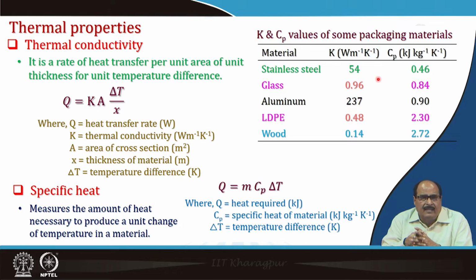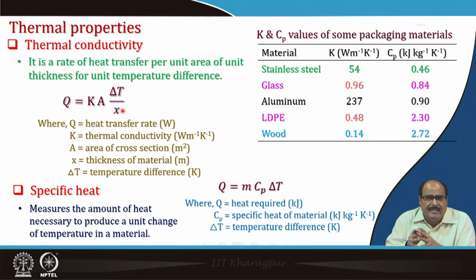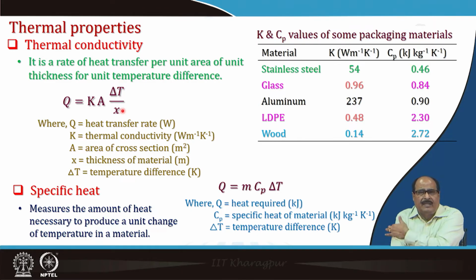Then let us discuss thermal properties of the packaging materials, and in this thermal conductivity and specific heat are two important properties. Thermal conductivity is a rate of heat transfer per unit area of unit thickness for unit temperature difference. Q is equal to K A delta T by X, where K is the thermal conductivity, A is the area of cross section, X is thickness of the material, and delta T is the temperature difference. Okay, Q is the heat transfer rate.